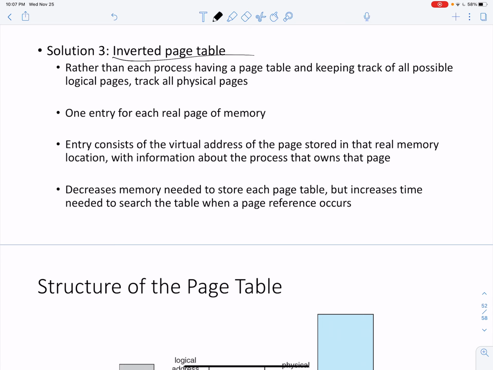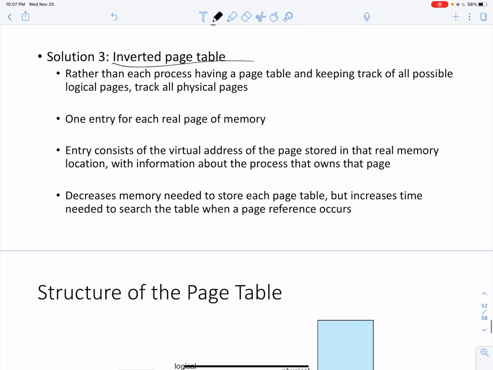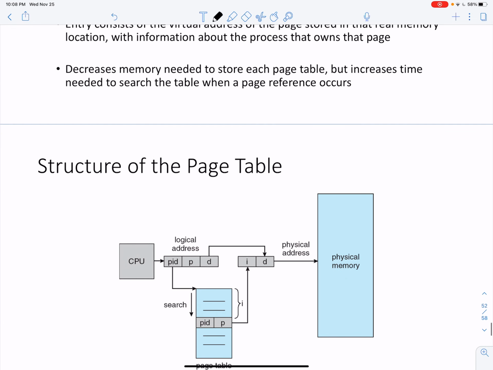So the idea is that rather than letting each process have a page table and keeping track of all possible logical pages, we just have a single table in the operating system to track all physical pages. And this can save a lot of space because it decreases the memory needed to store each page table.